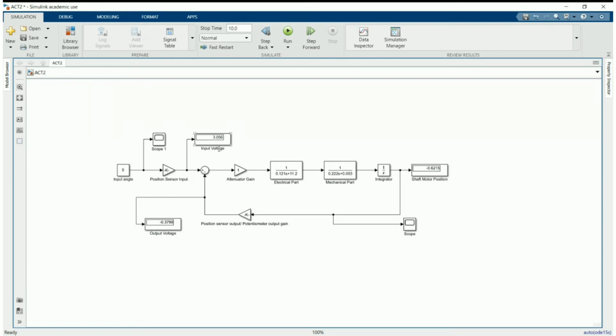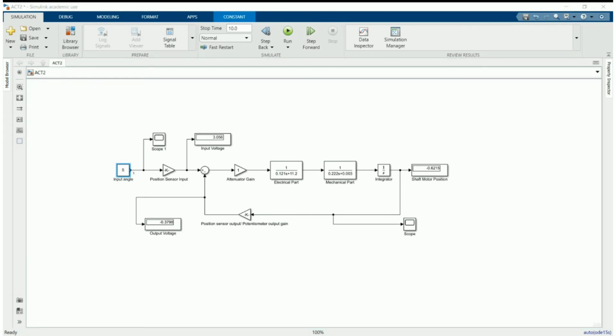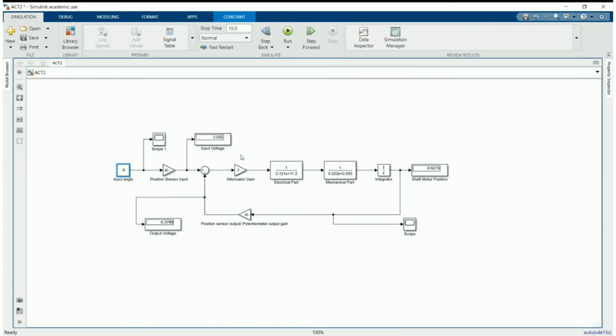The result we get for the input voltage is 3.056 volts, the shaft motor is negative 0.215, and the output voltage is negative 0.3798. Next we change the input angle to negative 5 when the attenuator gain is 1. So this is the result: for the input voltage we get negative 3.056 volts, for the shaft motor position negative 8.475, and for the output voltage negative 5.179 volts.